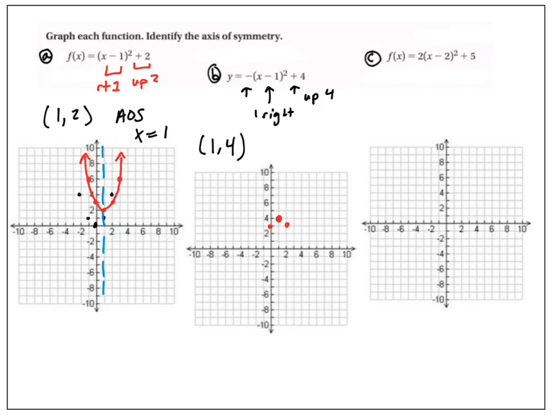There we go. And so our graph looks like this. And our axis of symmetry here, x equals 1.